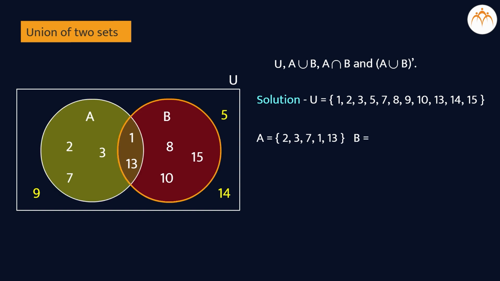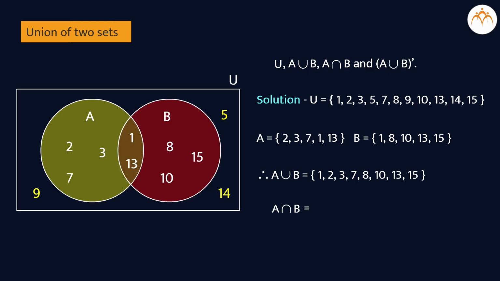Set B contains elements 1, 8, 10, 13, 15. Therefore, the set A ∪ B contains elements 1, 2, 3, 7, 8, 10, 13 and 15. The set A ∩ B contains elements 1 and 13. The set complement of A ∪ B contains elements 5, 9 and 14.